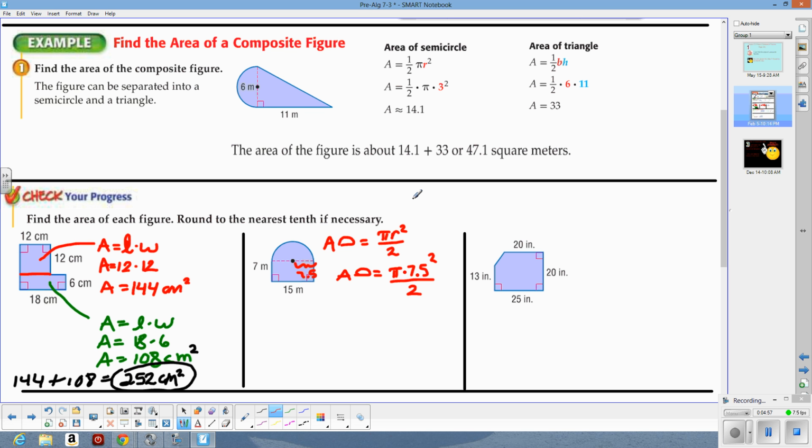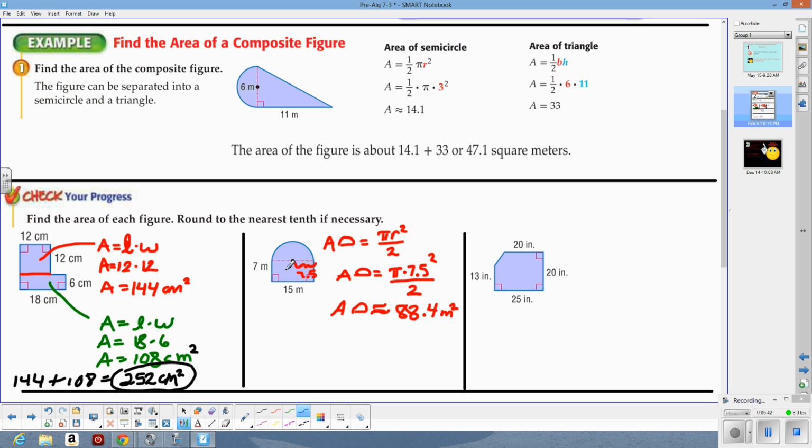So I'm going to go ahead and grab a calculator to do that. That's going to equal about 88.4 when it's rounded to the nearest tenth. So about 88 and 4/10 meters squared.